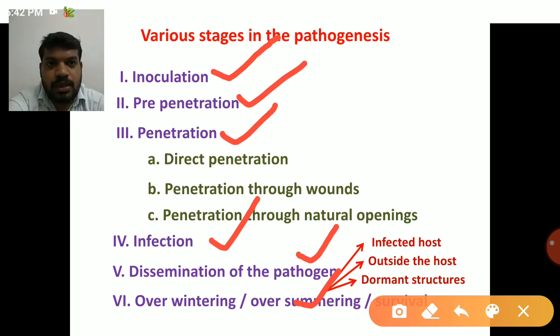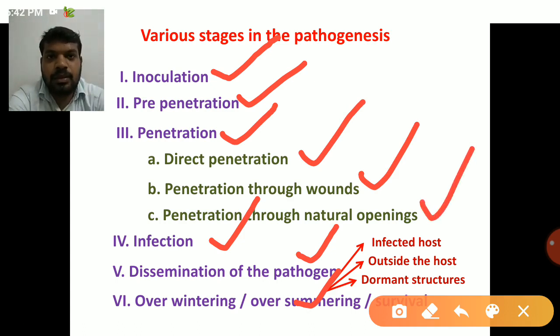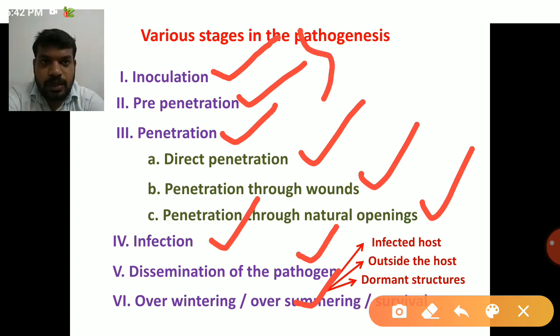weed crops. In penetration there are three types: direct penetration, penetration through wounds, and penetration through natural openings of plants, for example stomata, hydathodes, lenticels, etc. So the first two steps, that is inoculation and prepenetration, are basement steps. In these steps the pathogen only lays a basement on the plant surface or plant organs to enter into the plant.